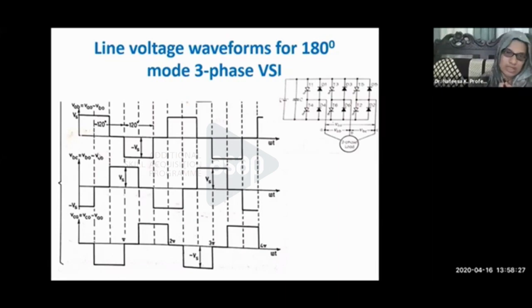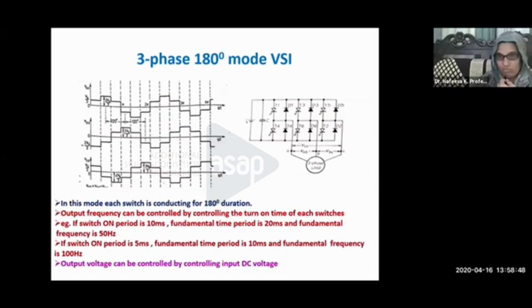That means after 120 degrees, this wave shape starts, and after another 120 degrees, this wave starts. Okay, and so this is the line voltage waveform. And this is given to the stator of the induction motor. Now, when we are seeing this, we can see that the waveforms are in the form of a stepped wave.